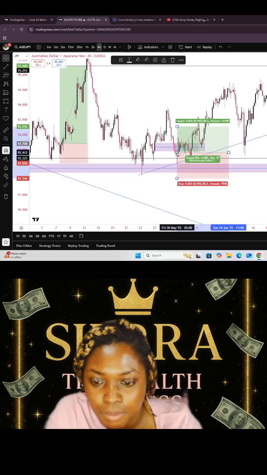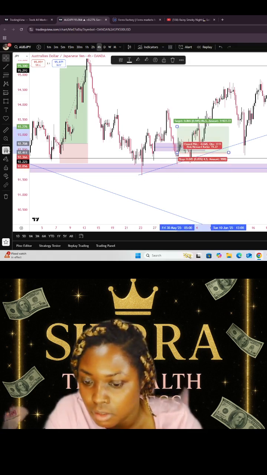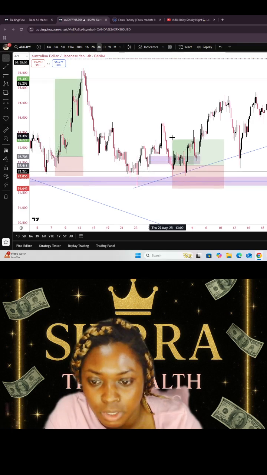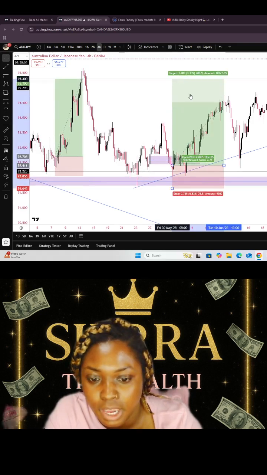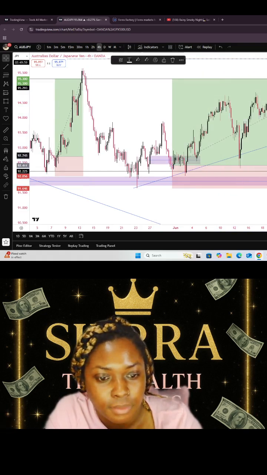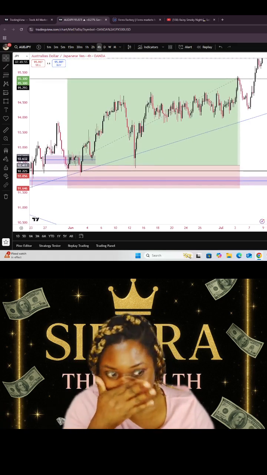You get in at the top of that. Stop loss at this last low here. TP at the zone again. Take that same trade. Took a while this time, but it hit. All right.